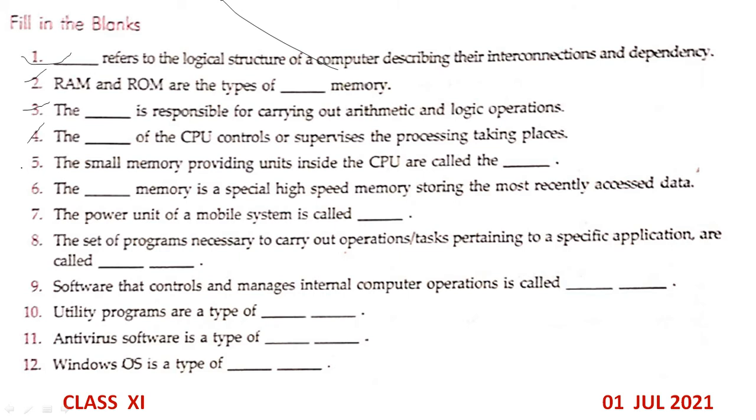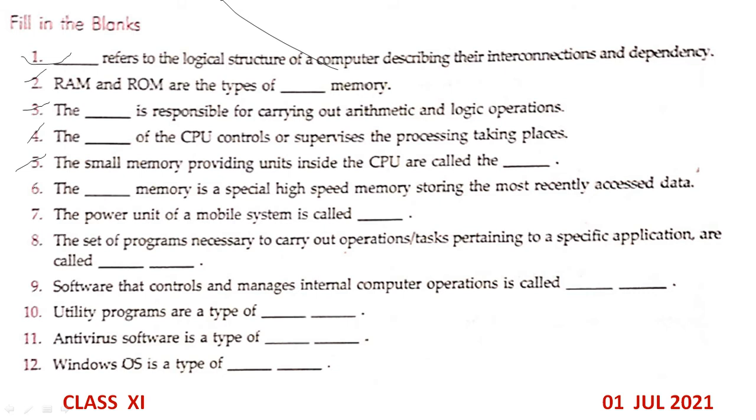The small memory providing units inside the CPU are called, it is a new term there. We know that RAM and ROM will be present inside the CPU. Apart from that, there is a unit of memory which is used to store the data temporarily. That's called registers.